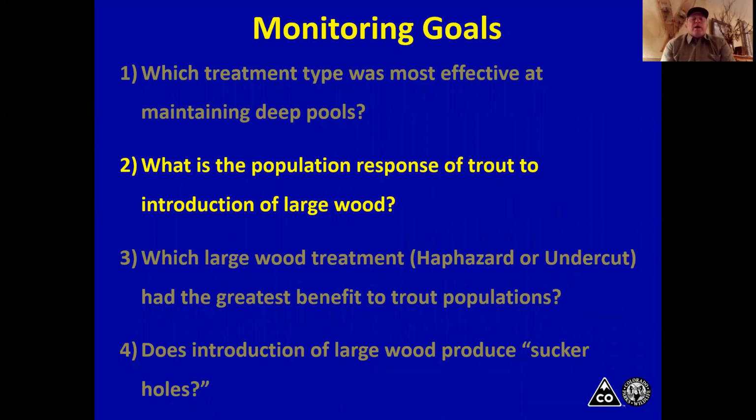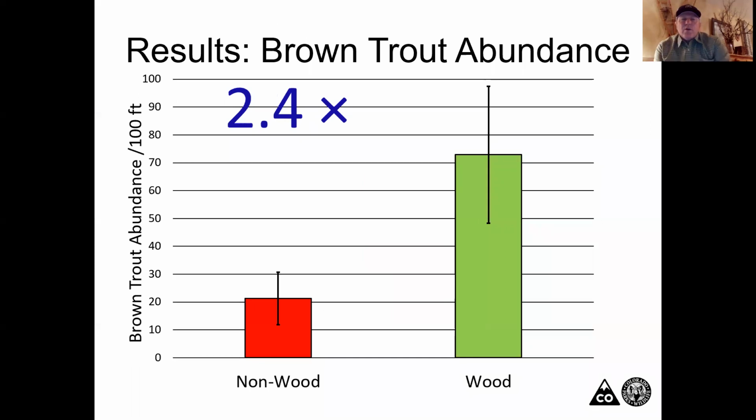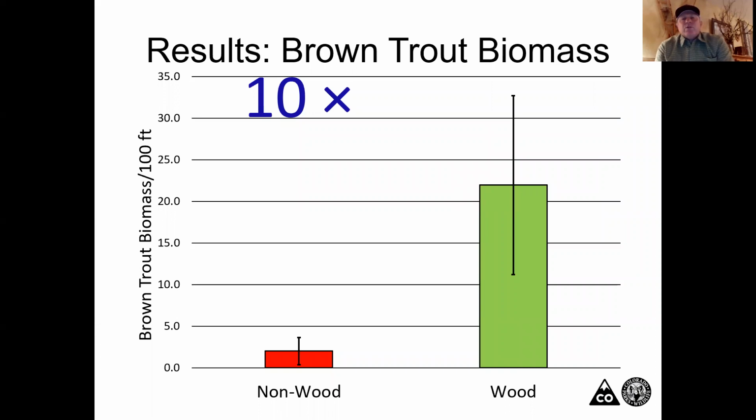So we also wanted to ask the question, what's the population response of trout to the introduction of large wood? So we looked at, in this case, brown trout abundance or density. What we found is that the wood treated pools had 2.4 times higher number of brown trout than the non-wood pools. So that was important. We found, wow, that's a benefit with brown trout occupying at higher numbers, increased carrying capacity in the wood type of pools.